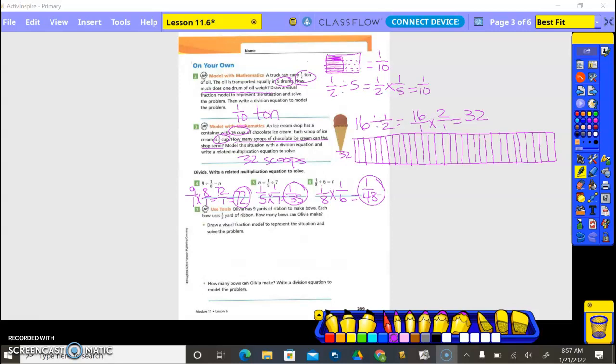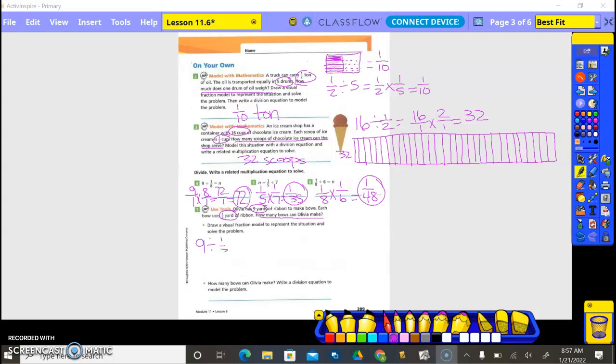Number 7, use tools. Olivia has 9 yards of ribbon to make bows. Each bow uses 1/3 yard of ribbon. How many bows can Olivia make? So we have the 9 yards, we have our 1/3 of ribbon, and then how many bows can Olivia make? So draw a visual fraction model to represent the situation and solve the problem. So first of all, let's come up with our division problem. What would it be? What's our total?